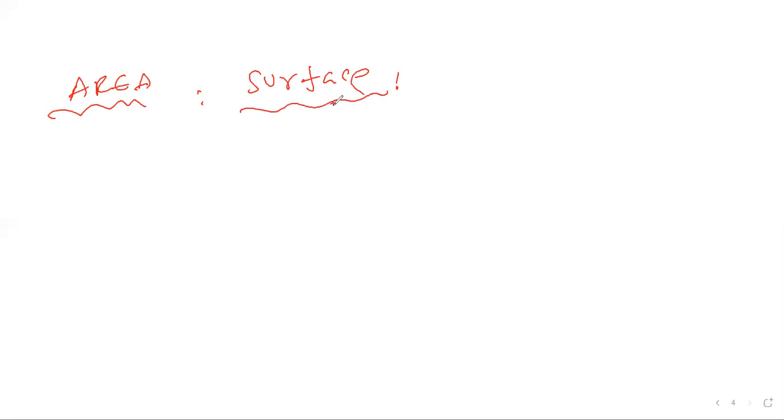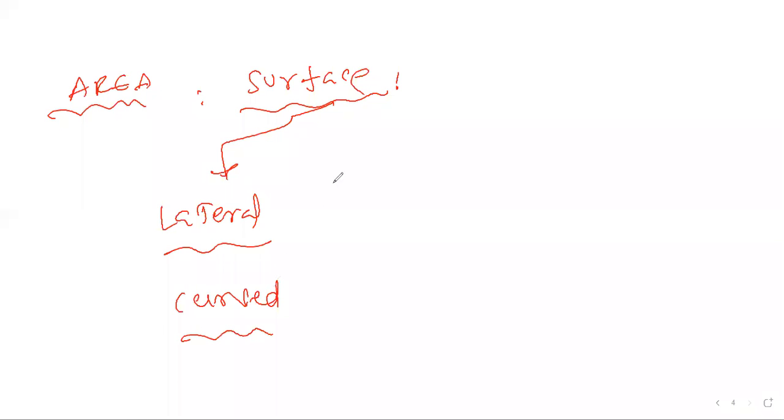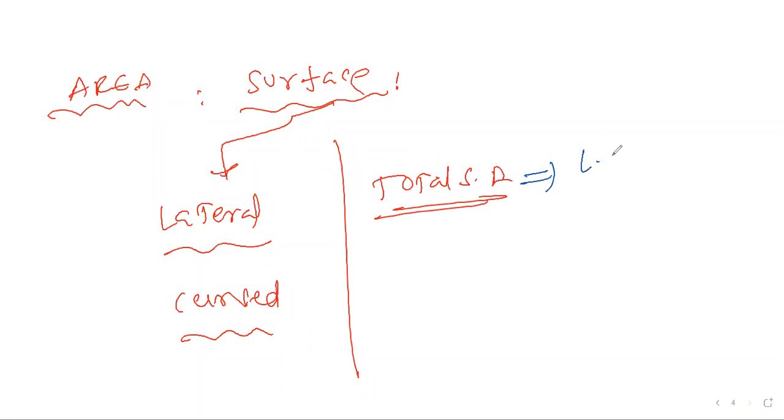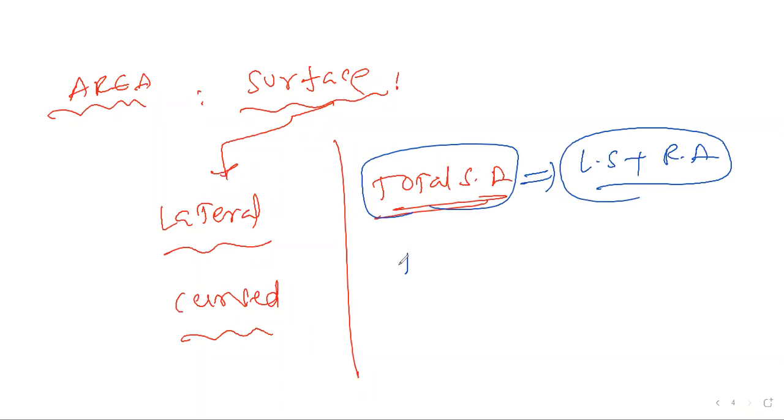For surface area, there are two types. One is lateral surface area, lateral or curved surface area. The next one is total surface area. Total surface area is nothing but lateral surface area plus the rest of the area. Lateral surface area plus the rest of area becomes the total surface area. TSA is what they call it.